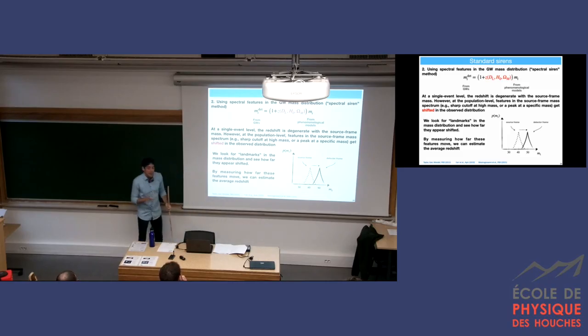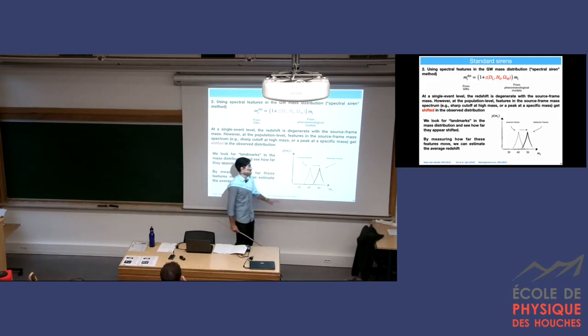So what we do here is look for landmarks in the mass distribution, and we want to see how far they appear shifted. Here I'm showing you a sketch, okay? This is not a real distribution. But imagine that the distribution of the primary mass, where M1 is defined as the more massive of M1 and M2, has some kind of cusp. Imagine that for some reason nature decided that black holes have this distribution.